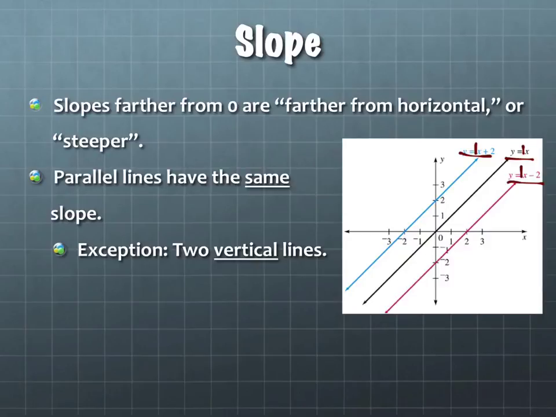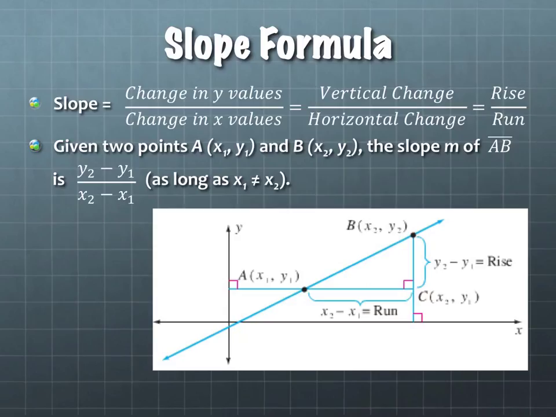So how do we go about finding slope when we're not looking at the equation? Well, the slope is, this one was what Hannah had mentioned before, the change in y values divided by the change in x values. Or you can think of it as the vertical change divided by the horizontal change. Or you can think of it as rise over run. Those are all different but equal, or equivalent, definitions for slope.